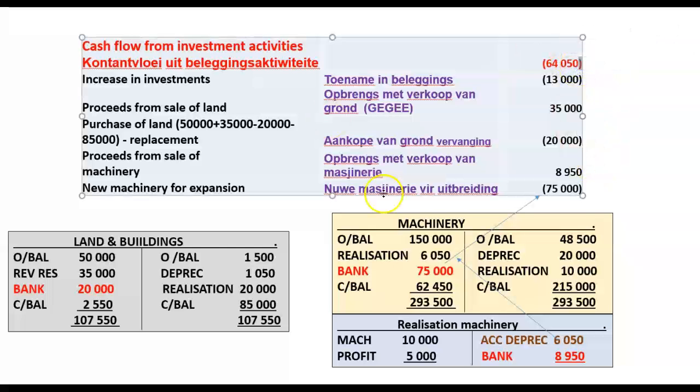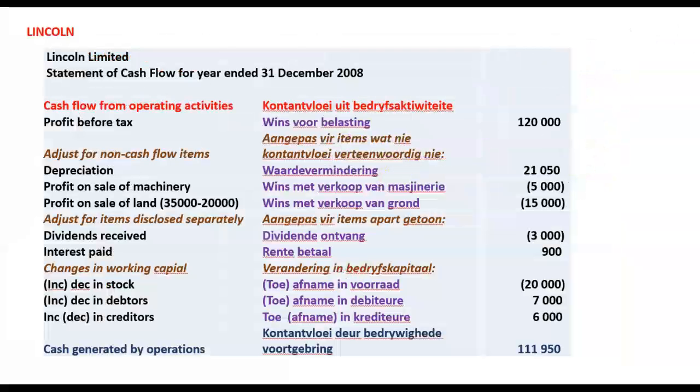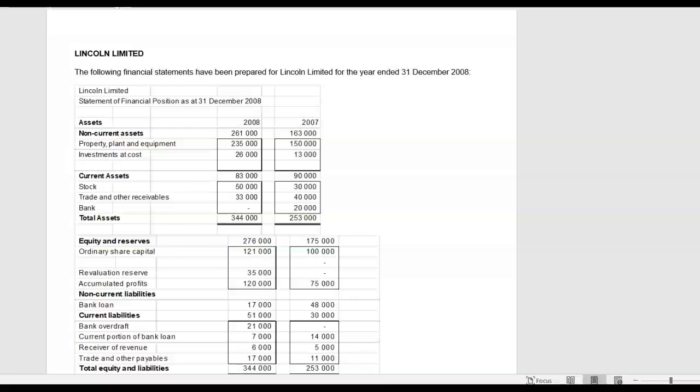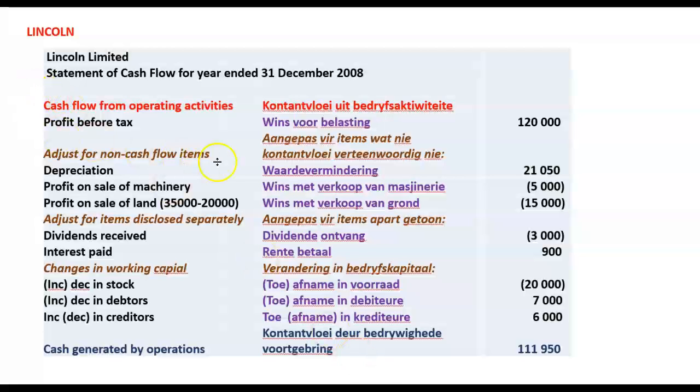Just want to do that. So now let's go back to our indirect method. We're going to start with cash profit before tax. We have our profit before tax. It's going to be 120,000. Then we are going to adjust it, number one, for non-cash flow items, of which the first one being depreciation.